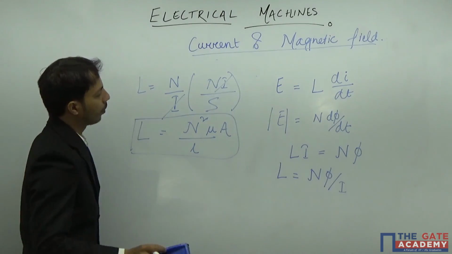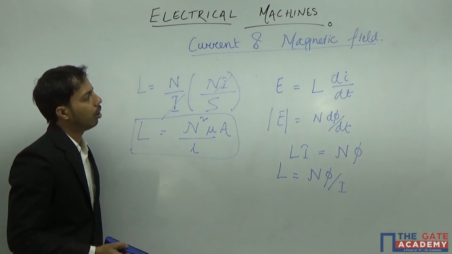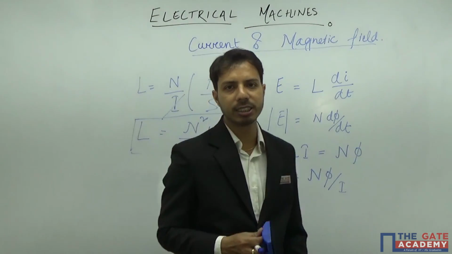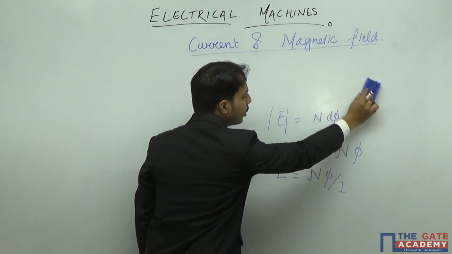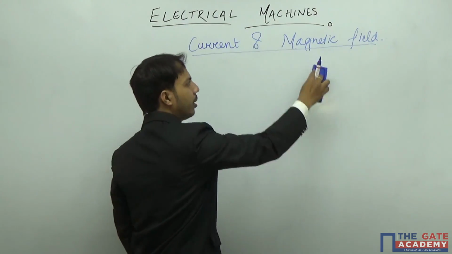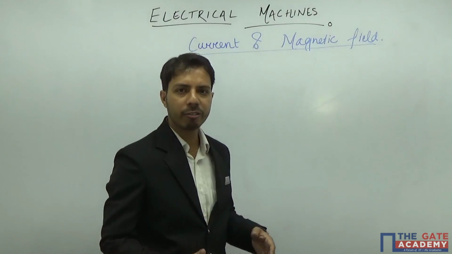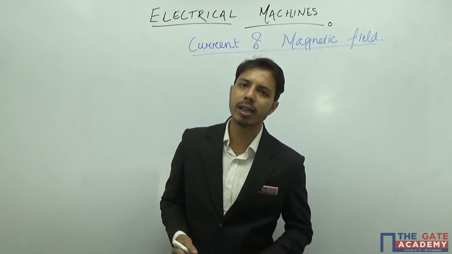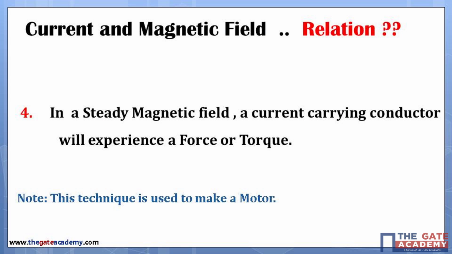This is the property of an inductor, and inductance is defined from this particular relation. There is one more last statement which we can derive from the relationship of current and magnetic field. What if we have a magnetic field as well as a current carrying conductor? That gives rise to a fourth relationship, in a steady magnetic field.